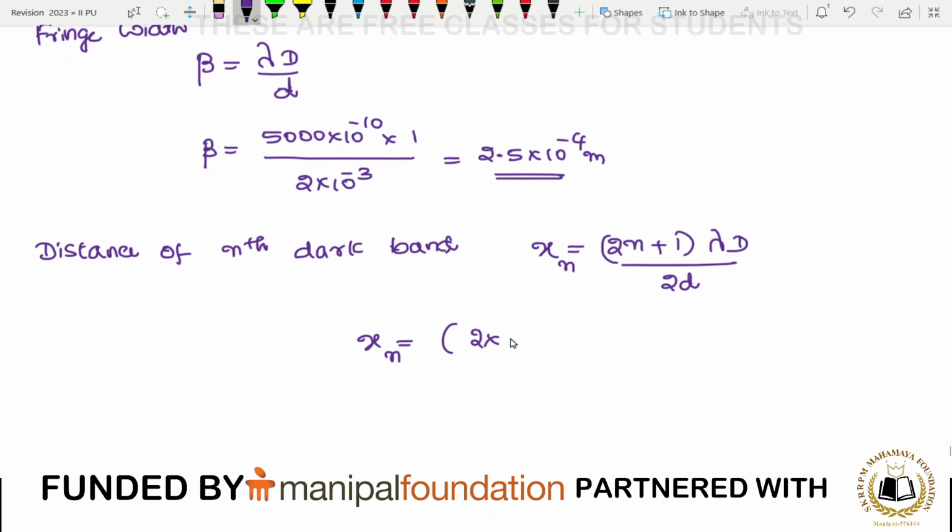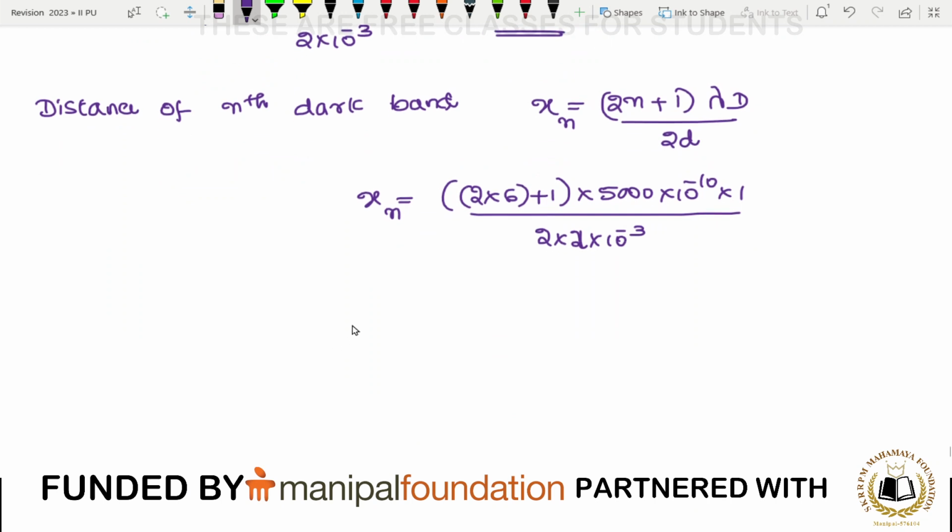The n value becomes 6. So xn equals (2 into 6 plus 1) into lambda 5000 into 10 to the power minus 10, capital D is 1, divided by 2 into small d, which is 2 millimeter. 2 into 6 becomes 12, 12 plus 1 is 13. 13 into 5000 becomes 65,000, divided by 4. Then the minus 3 goes up and becomes plus 3. So the answer is 16.25.